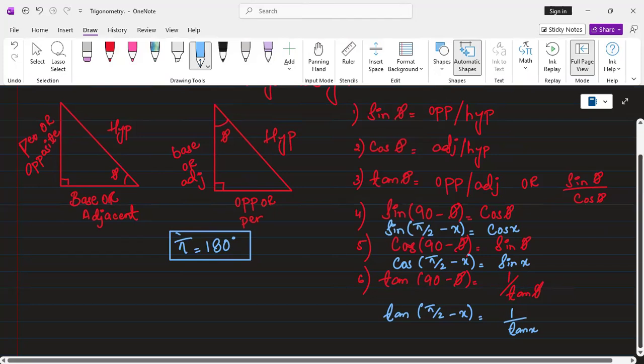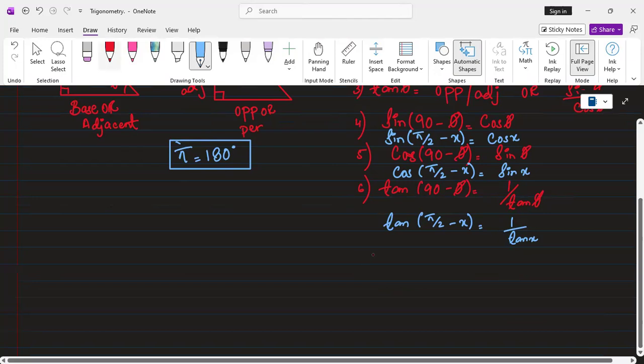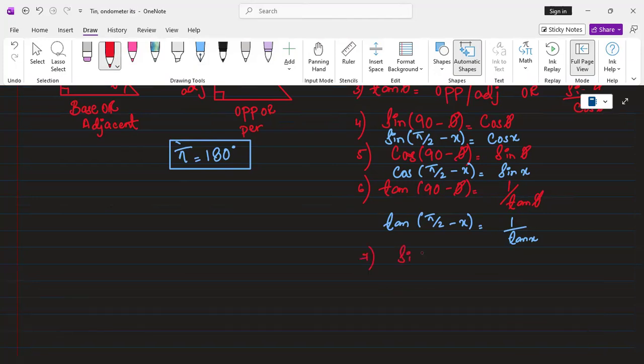Any confusion till now? No, sir. Now, another identity, which is sine square theta plus cos square theta is equivalent to what? Will somebody tell me? Sine square theta plus cos square theta is equivalent to? 1. Yeah, that's one.